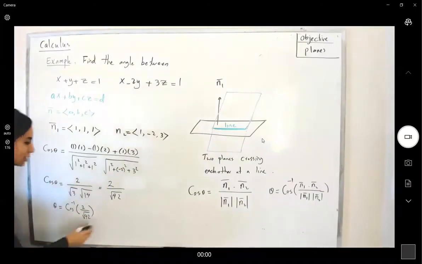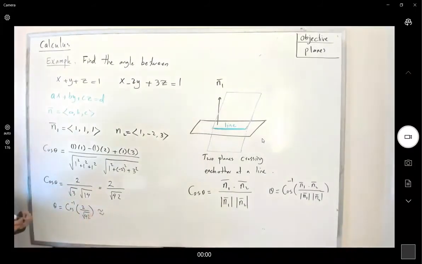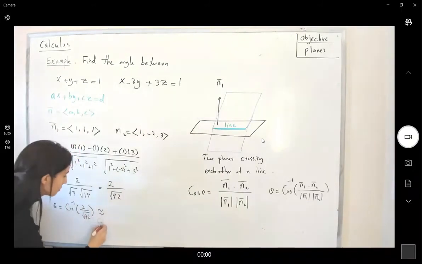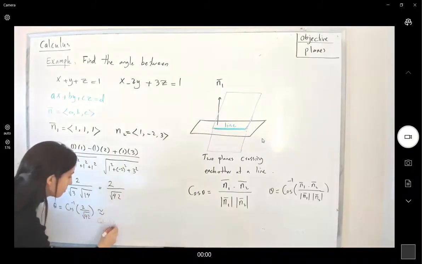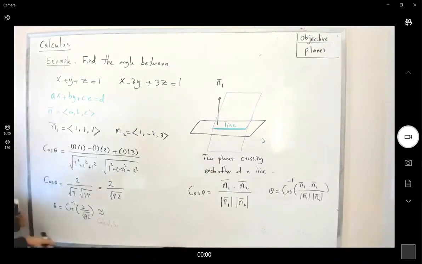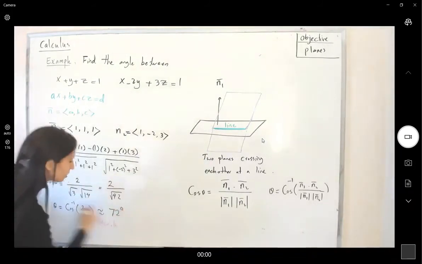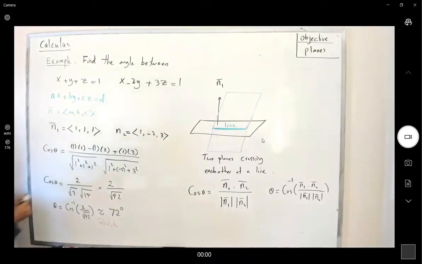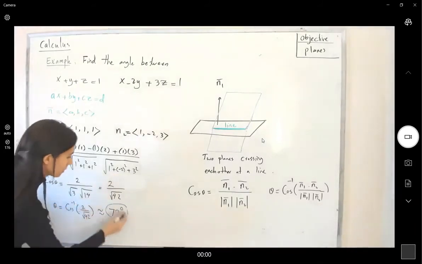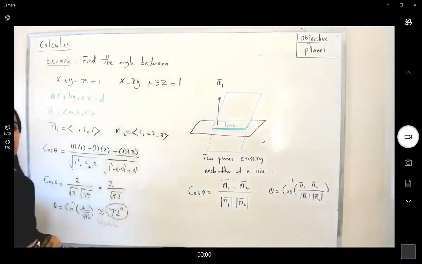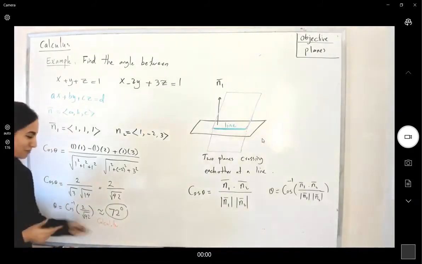Now you have to use a calculator to approximate this angle. Calculator approximation gives us roughly 72 degrees. This is the angle between the normal vectors and the angle between two planes.